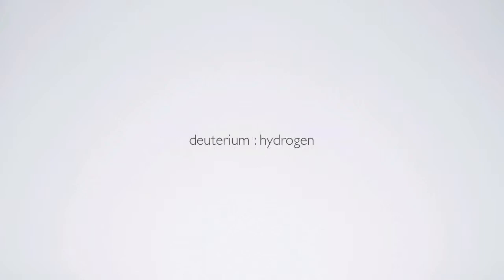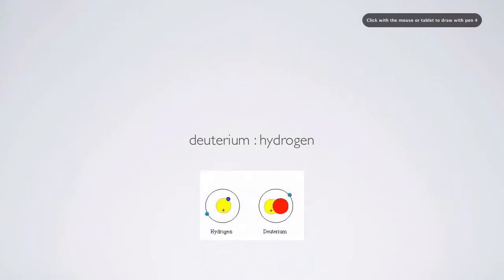Now for water, we're going to focus on the ratio of deuterium to hydrogen. And hydrogen, in general, will have one proton and one electron. Deuterium will have a proton, but sometimes it also has a neutron in there, as well as one electron. So chemically, it functions the same as hydrogen, but it has this extra neutron in it, making it slightly heavier.